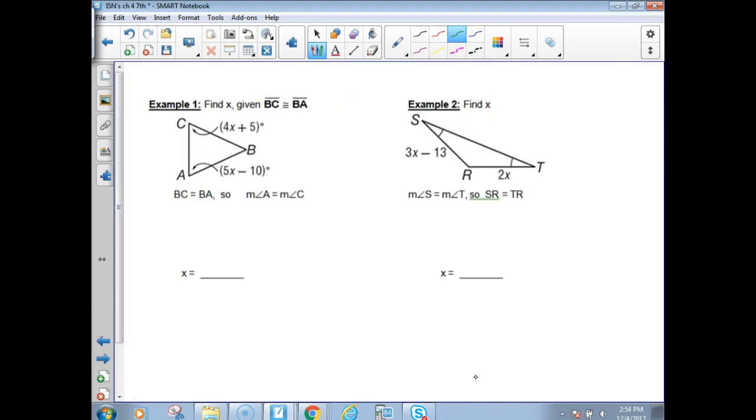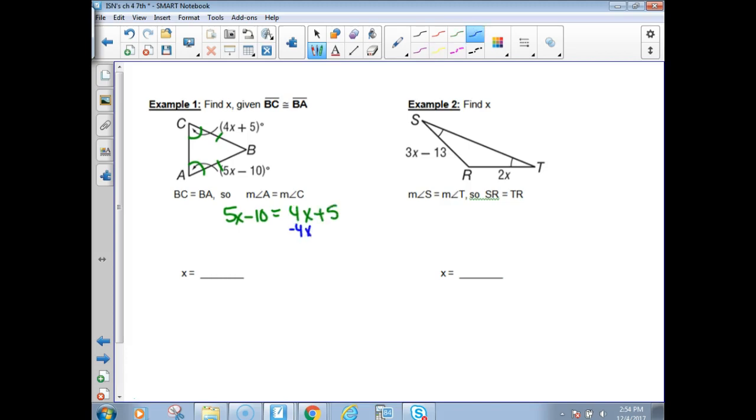Okay, example 1. Given that BC is congruent to BA, the angles opposite them would be congruent. So since BC is congruent to BA, then the measure of angle A equals the measure of angle C. So we can substitute in for the measure of angle A, 5x minus 10. And for angle C, 4x plus 5. And now we'll solve for x.